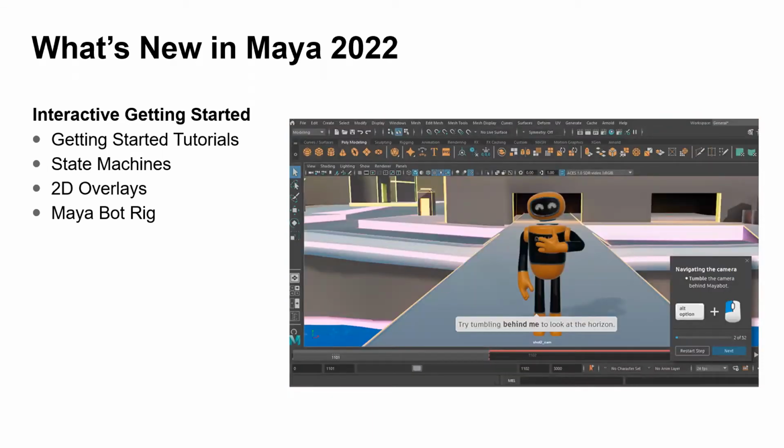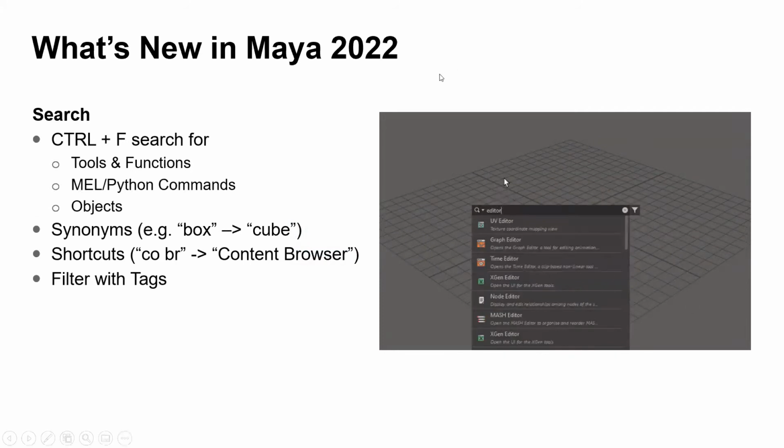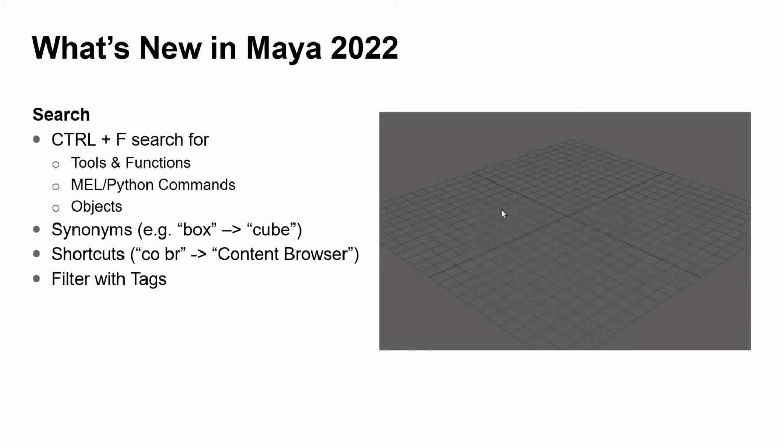There are 2D overlays, so a menu is being overlaid on top of Maya. And there's also a Maya bot rig available with Arnold shaders, human IK rig, so that can be used as an asset straight out of the box. And also there's finally the search available. Max has had the search option for quite some time now. In Maya, it is available since the 0.1 update.